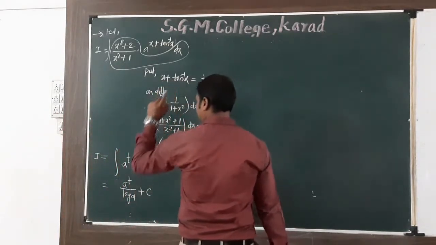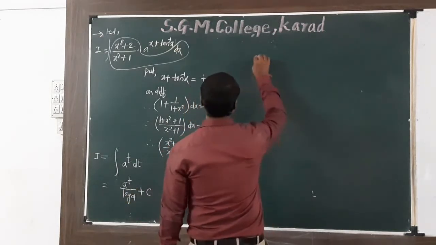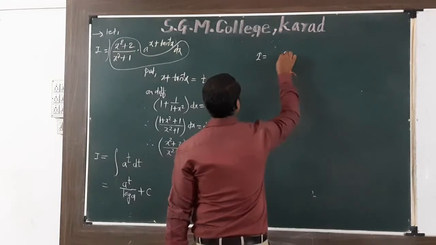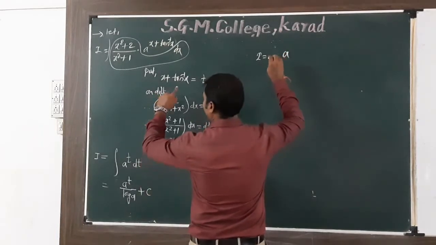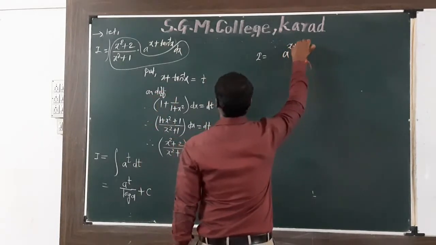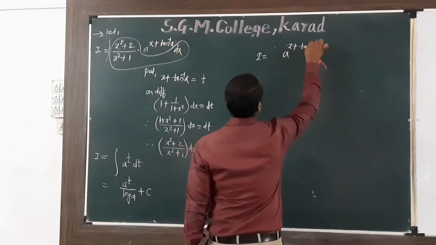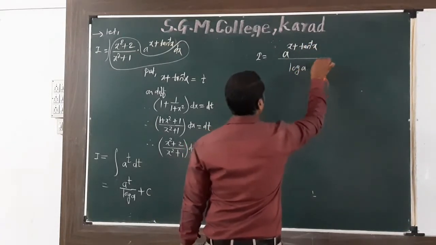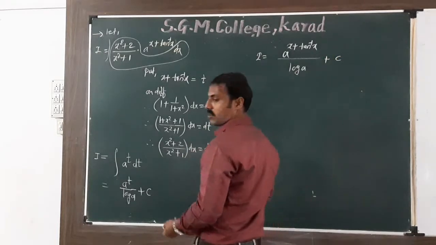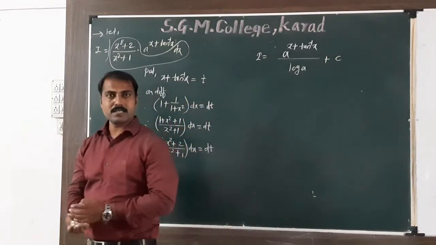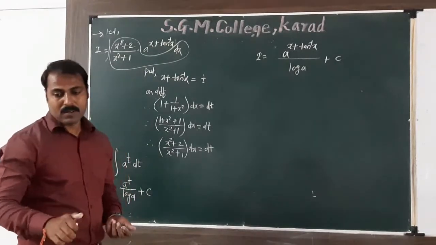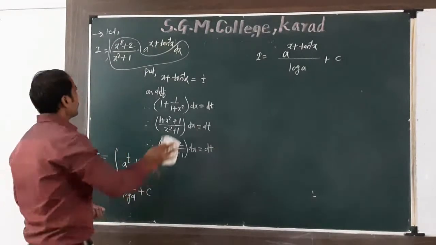Replace t by x plus tan inverse x. So the answer of that integration is a raised to t, where t is x plus tan inverse x, divided by log a, plus the constant of integration c. Here is the final answer of the second example. Okay? Now, the third example is here.